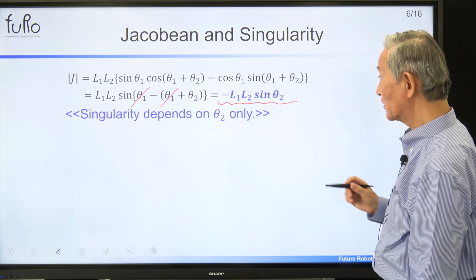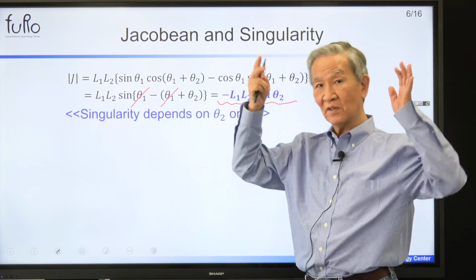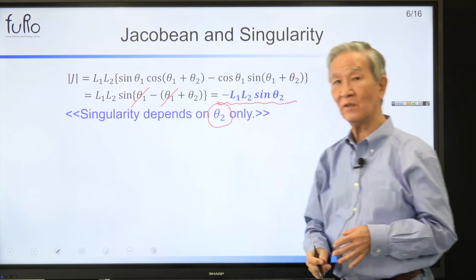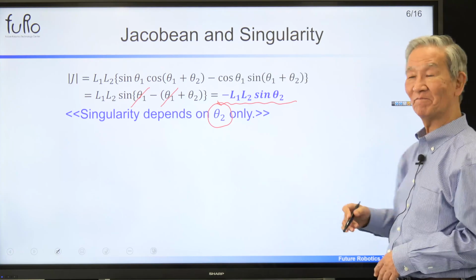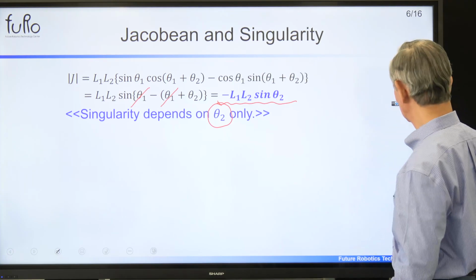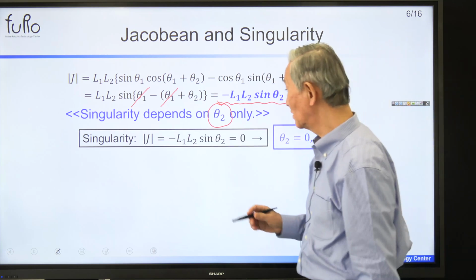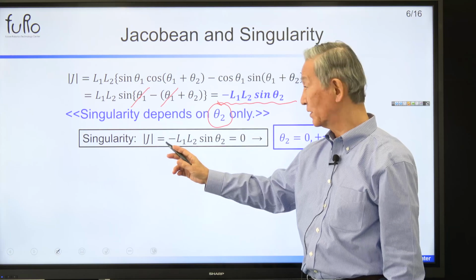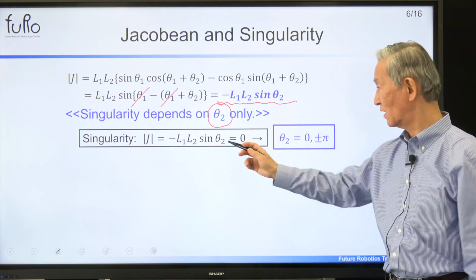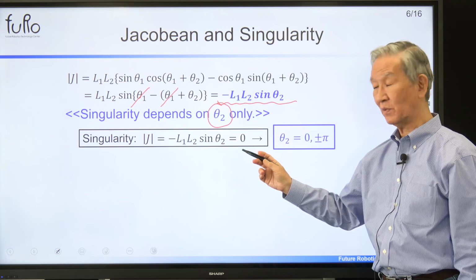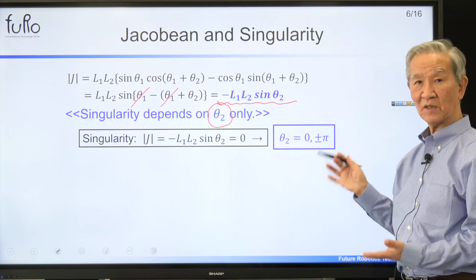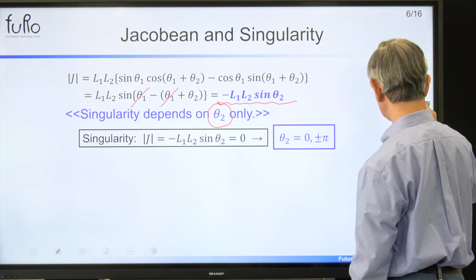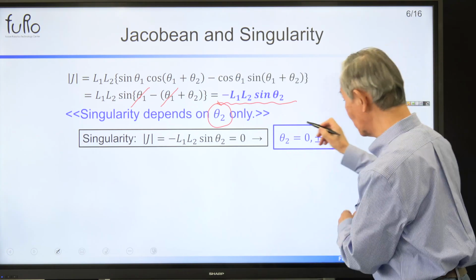Therefore, the singularity, namely the determinant of the Jacobian being equal to 0, depends only on theta 2. Theta 1 doesn't matter. That's interesting, don't you think? So for the singularity, the determinant of J equal to 0 means that sine theta 2 is equal to 0. Therefore, theta 2 is equal to 0 or plus or minus pi, or whatever, adding and subtracting 2 pi's.